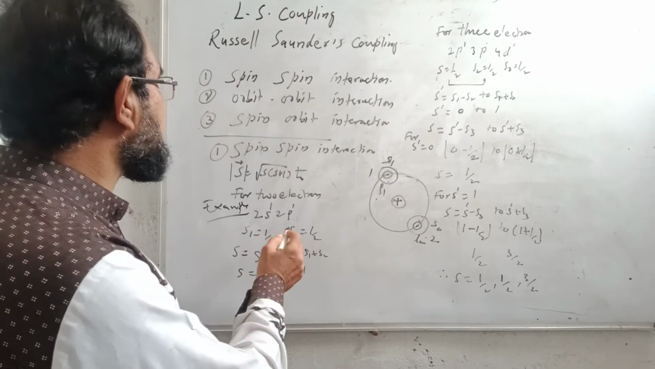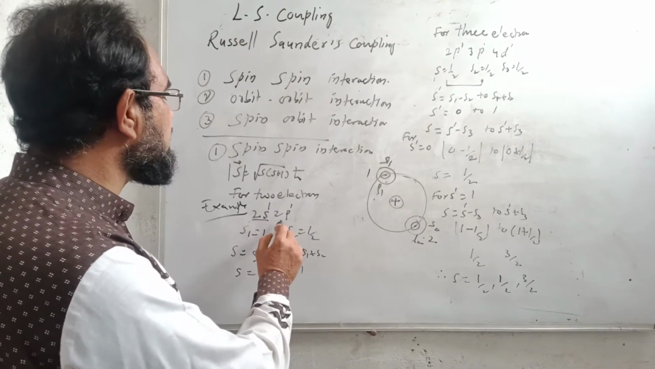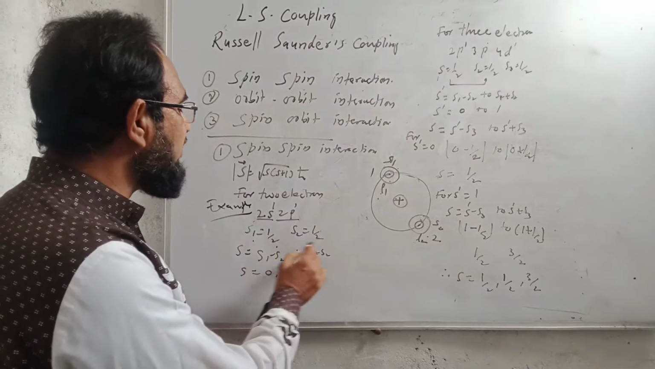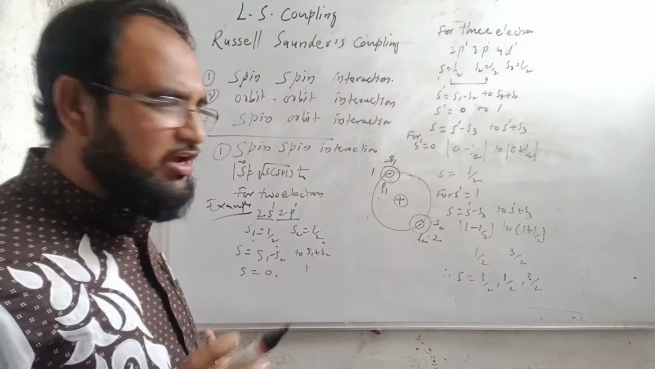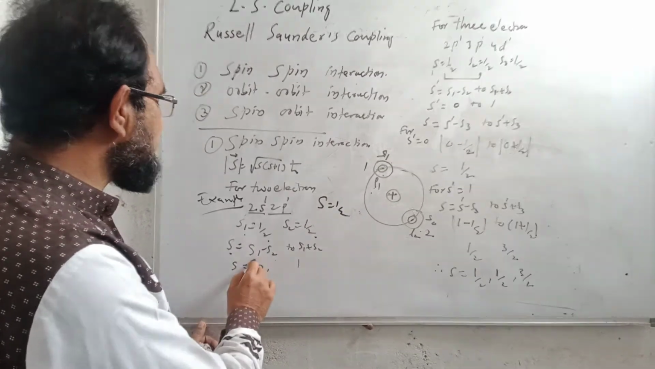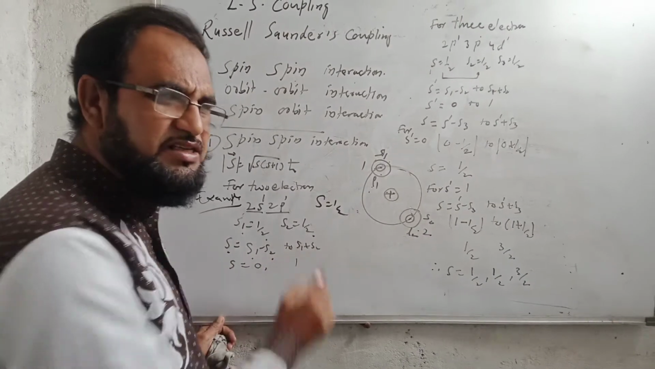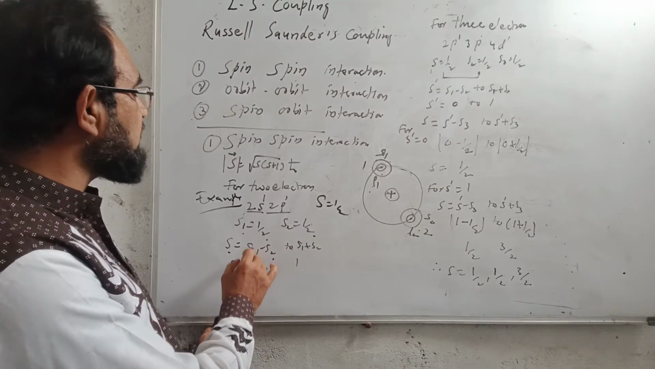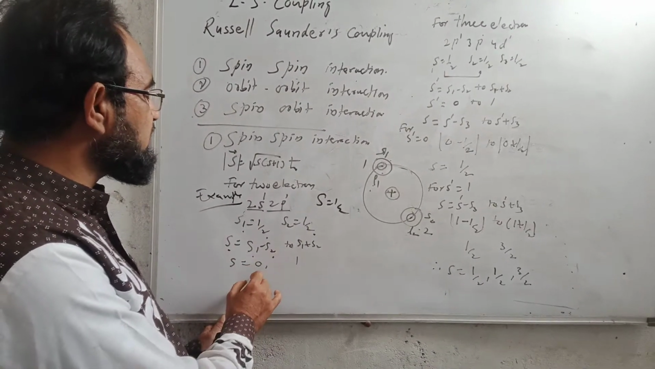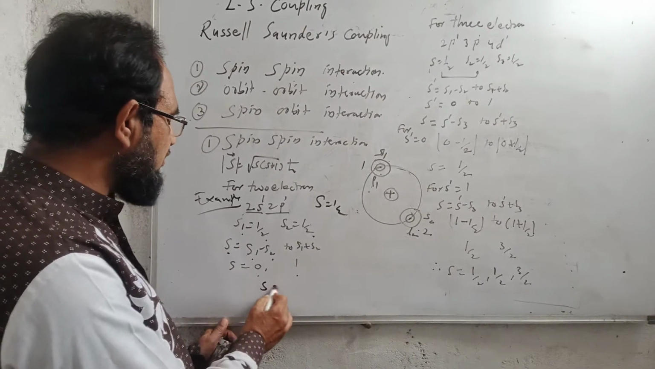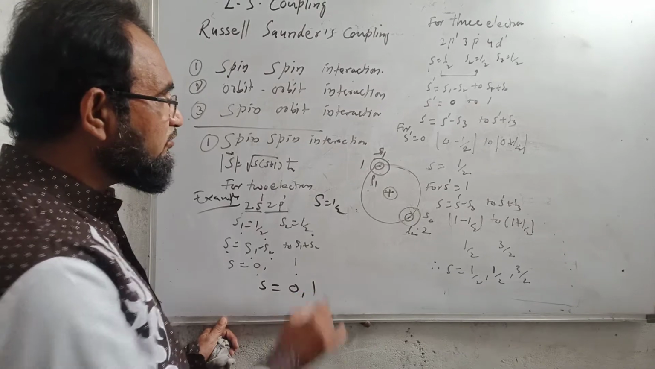So here suppose we take the example of 2s1 and 2p1. Here the value of s1 is half and s2 is also half. So we say that S is equal to s1 minus s2 to s1 plus s2. S is equal to s1 minus s2, which will be 0, and s1 plus s2, half plus half, will be 1. So I have the values of S as 0 and 1.